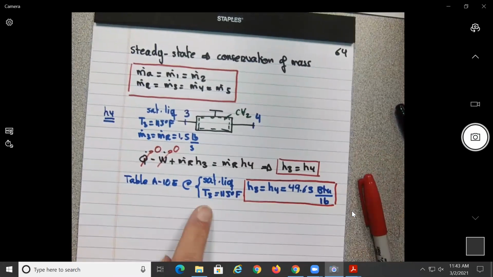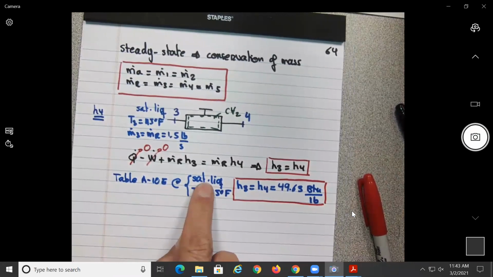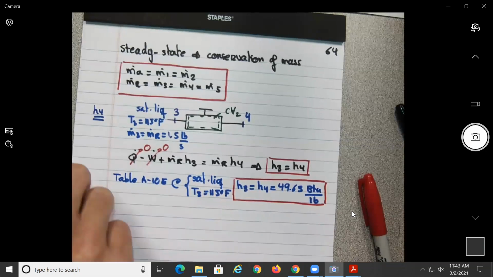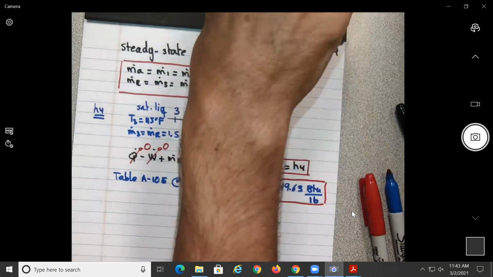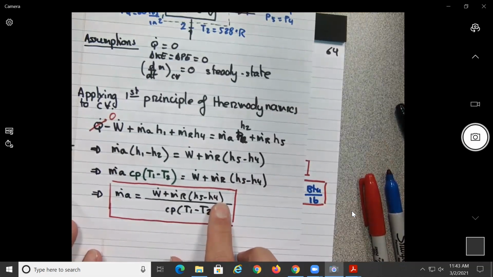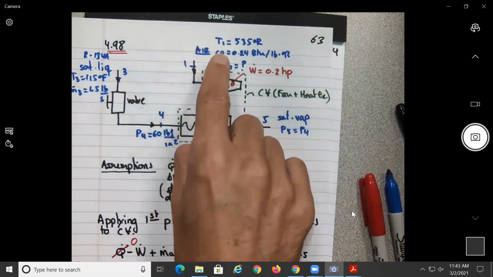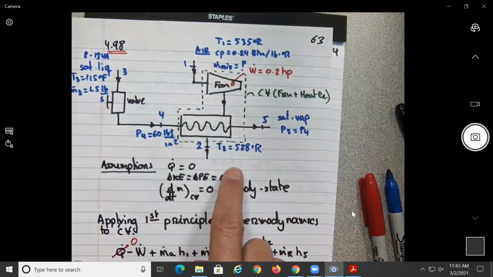All right, and you see, when I say that I come to the table, you're going to have to tell me that you know two things, no? We know that it's a saturated liquid, so we know we need to look at the H sub F, and we know the temperature. All right, so out of this equation, we know H4. T1 is given to us, so we don't need it. CP is given to us. T2 is given to us, no? Okay, so we know H4.